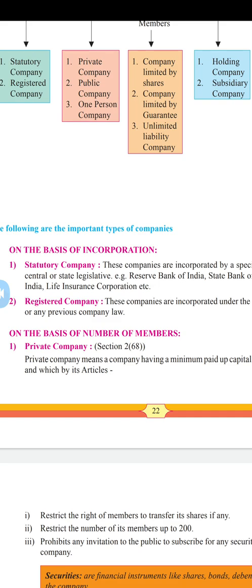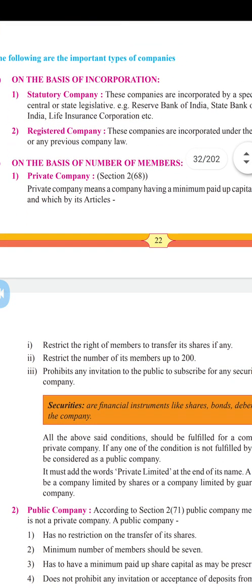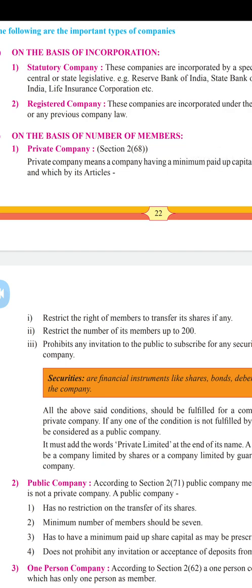Then third is has to have a minimum paid up share capital as may be prescribed by its articles. There should be a paid up capital prescribed by the articles of association. Then the fourth condition is does not prohibit any invitation or acceptance of deposits from the public. That means there is no prohibition or restriction on the invitation or acceptance of deposits or securities from the public. And the maximum limit of members is unlimited. In a public company, minimum 7 and maximum unlimited. And in a private company, minimum 2, maximum 200. You should learn it.